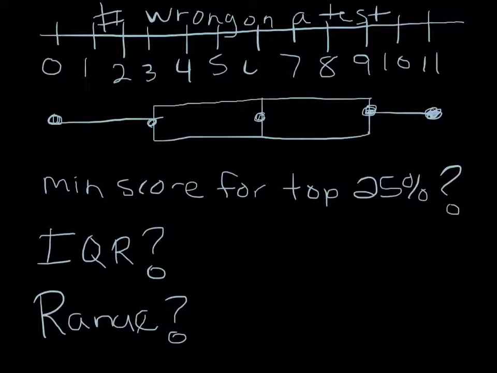Okay, when we're looking at a box and whisker plot, these are some of the things we can read. We're looking at the number wrong on a test. So we want the minimum score for the top 20, or the minimum number wrong.